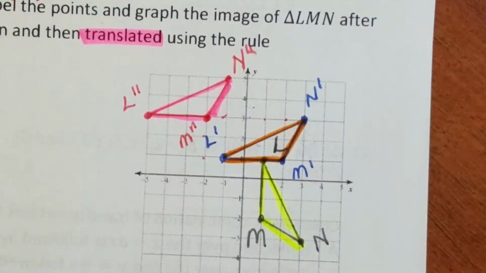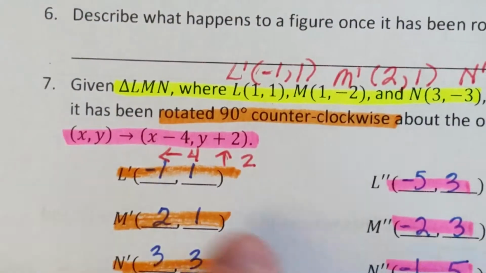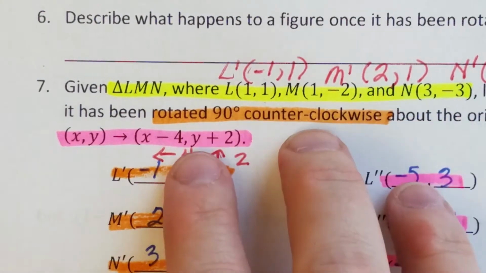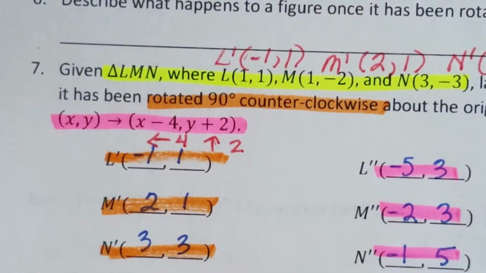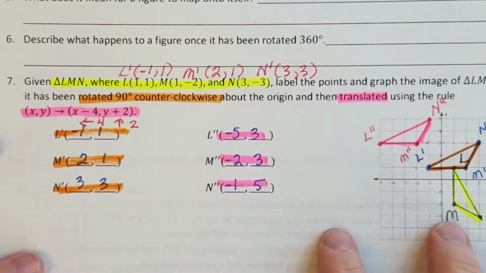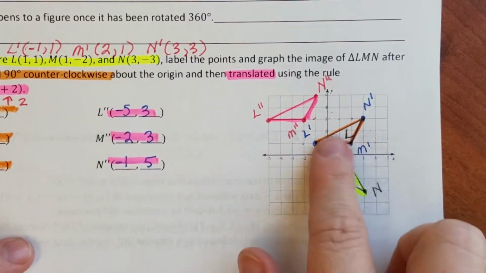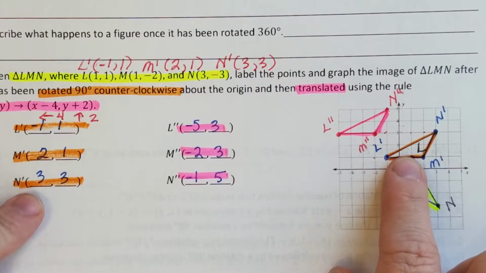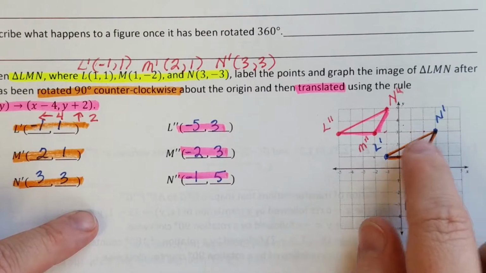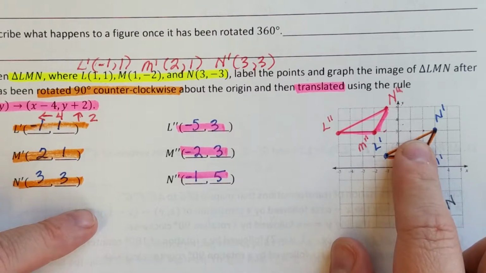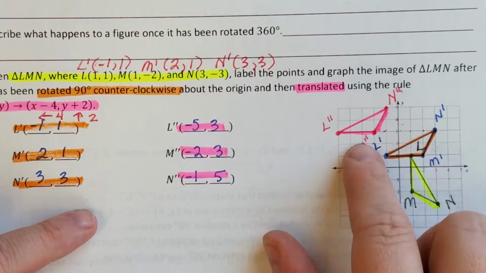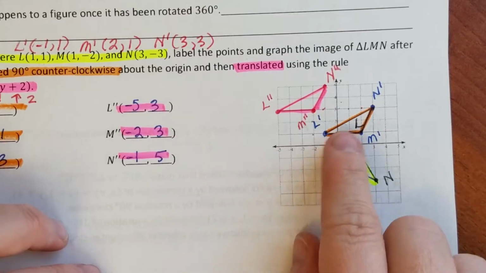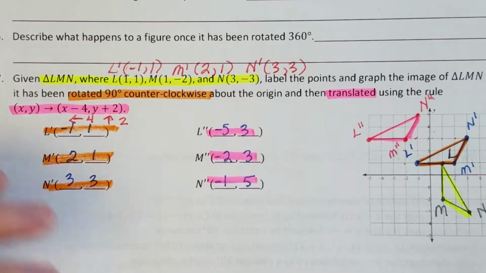All right, so let's just review this problem and see what we did here. So of course we read our problem. They gave us the vertices. They gave us 2 different transformations to perform. The first thing that we did is we rotated it 90 degrees counterclockwise about the origin. So that gave us these orange highlighted coordinates over here. Then we went from here and we translated it 4 units to the left and 2 units up. So this is our final image here once we have performed both of those transformations. Okay, so that's it for number 7.